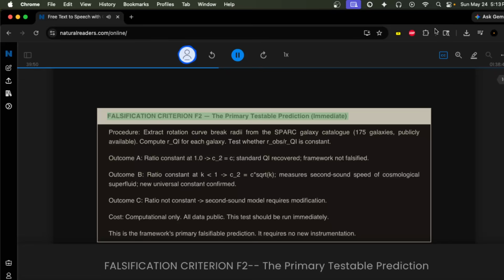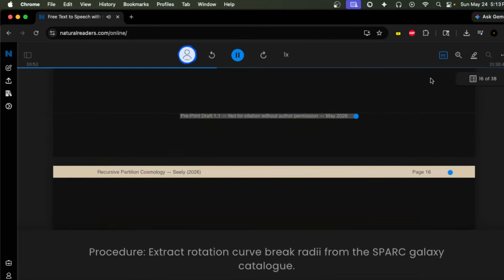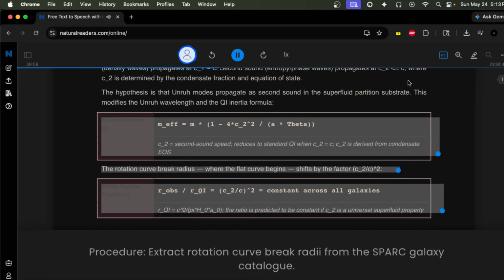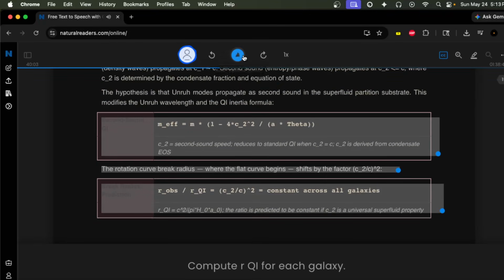Falsification criterion F2, the primary testable prediction. Procedure: extract rotation curve break radii from the SPARC galaxy catalog. Compute R-QI for each galaxy. Test whether R-obs over R-QI is constant.